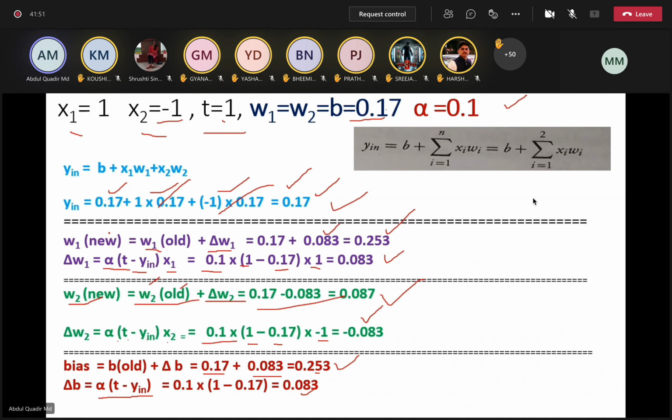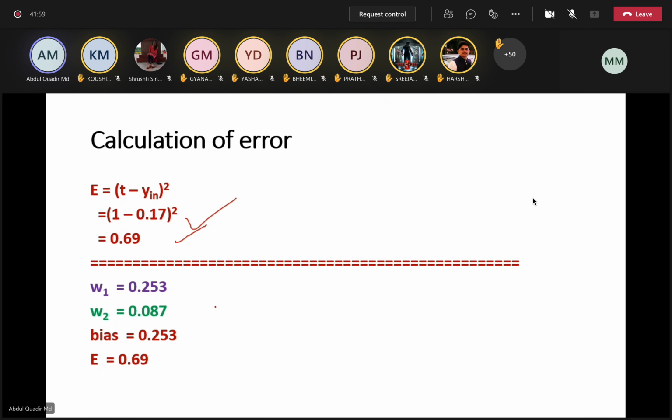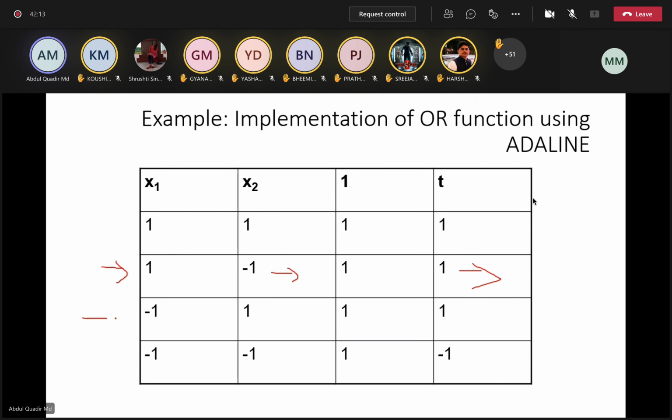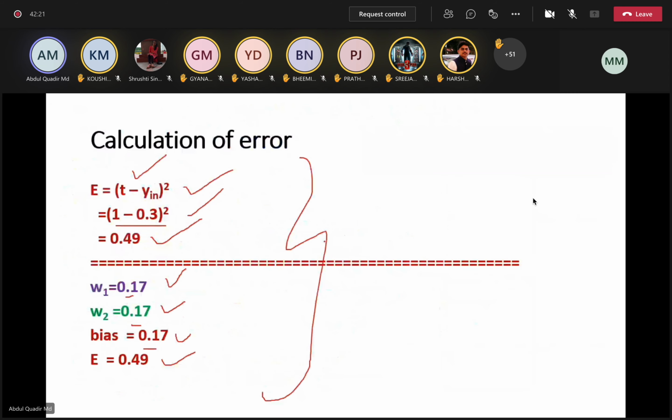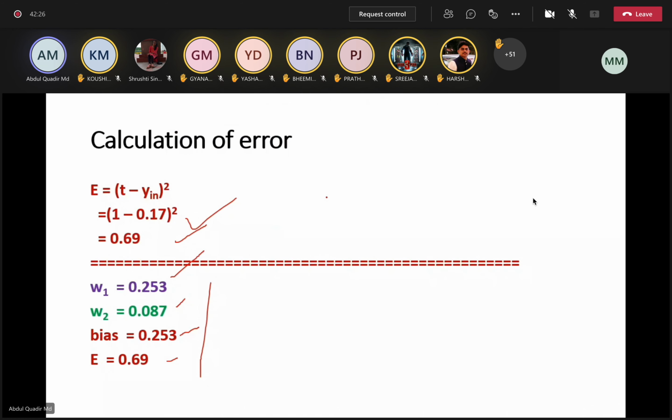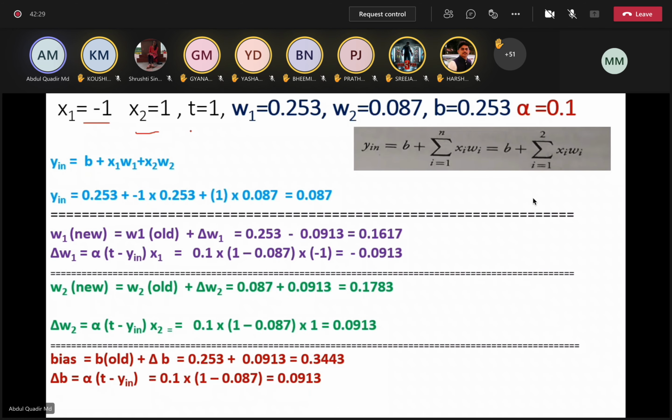Now I calculate the error. So error is target 1 minus 0.17, the whole squared. So I get 0.67. This is the error. Now I have calculated W1, W2, bias and error for this input. Now I will go for the next one: minus 1, 1 and the target is 1.